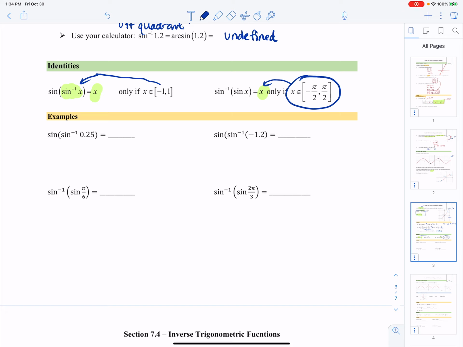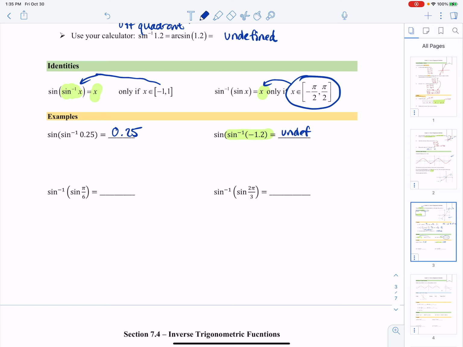What happens when we use another angle? Well, we'll see. So let's take a couple of examples here. Sine of inverse sine of 0.25. I'm okay with you using your calculator for that. That is going to be 0.25. It's within the range either way we go, so we're fine. Sine of inverse sine of -1.2 I know is undefined, and that's because this guy is undefined.